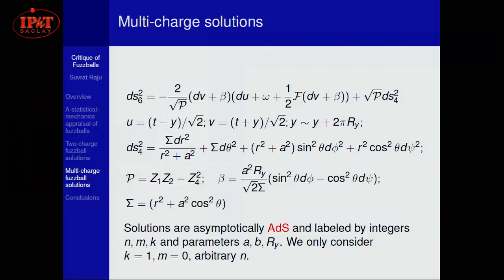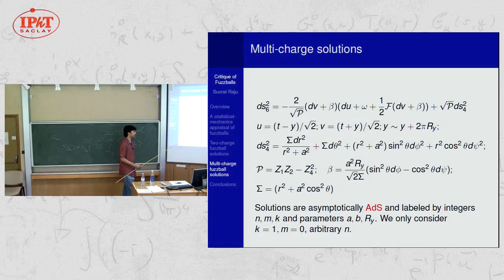This is the metric, which you've probably heard many talks on. These solutions are asymptotically AdS. That's nice because we can use AdS/CFT. They're labeled by many integers. They're labeled by some integers n, m, and k, and some three numbers a, b, and ry.